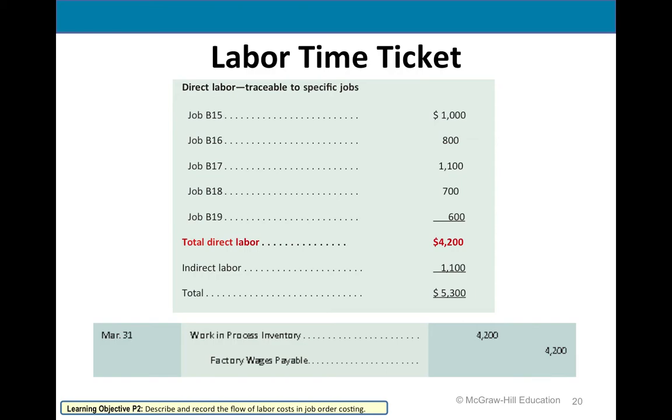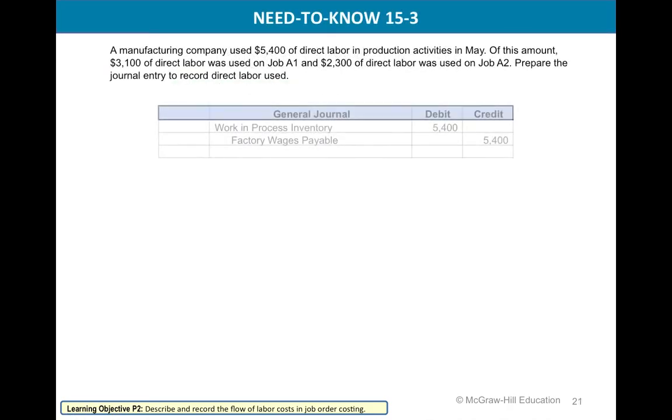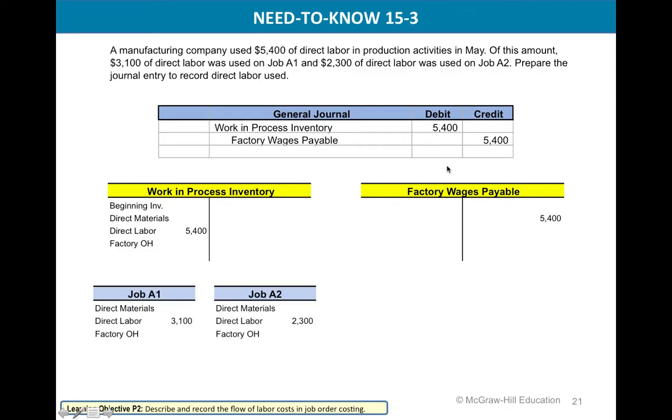And again here, now it says pay wages payable. You owe that. Now it goes to work in process every time you log in. And now again, work in process, credit factory wages payable. So we did earlier, what was our work in process? Who gets how much? How much direct labor per each job here? And does it go to job A1 or job A2?